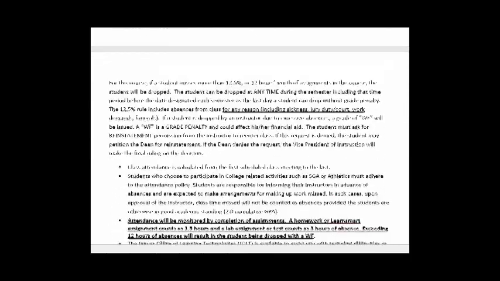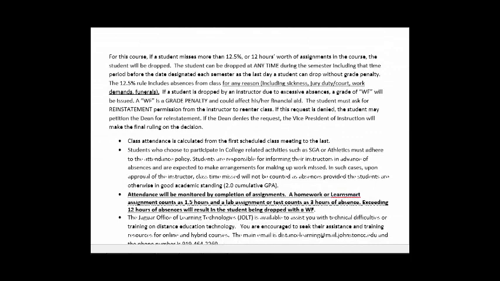If you're taking more than one class at JCC, you must complete a quiz for each of your courses. So for this class, you cannot miss more than 12.5% or 12 hours worth of assignments in the class. You can be dropped at any point in the semester, including before that last date that you can drop yourself without a grade penalty. If you go over the number of allowed absences, then you will still get dropped, even if it's before that date.